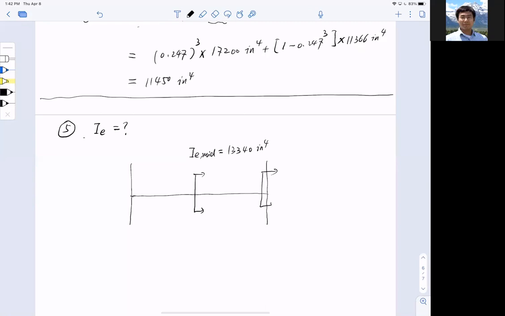Now IE2 on the right and IE1 on the left, they're the same. And let me just write it this way.